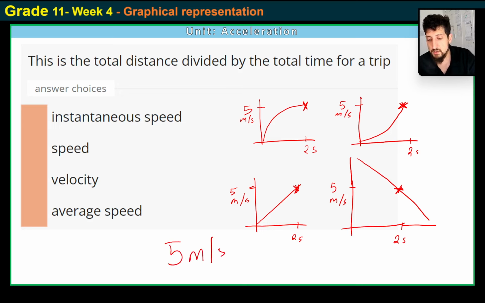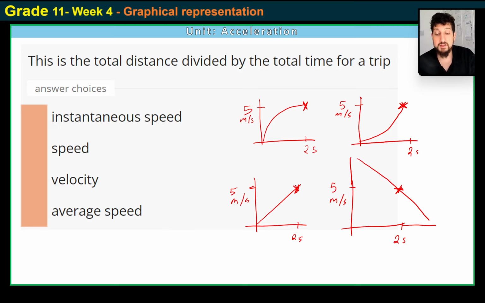Why? Because at this point, it points to 5. They all point to 5. But wait a minute, they're all different graphs. What's different about them is the acceleration. The velocity is the same. The instantaneous velocity is exactly the same. As you can see, it all points to 5.